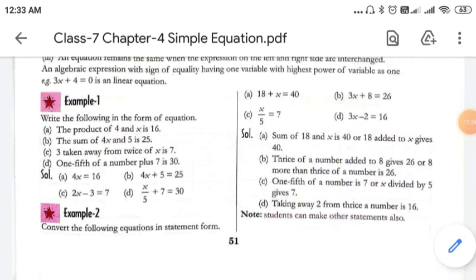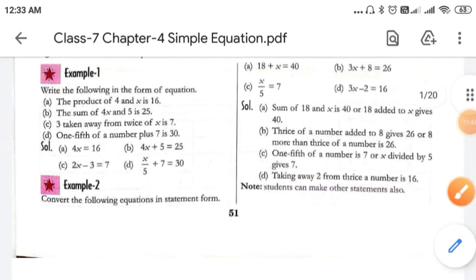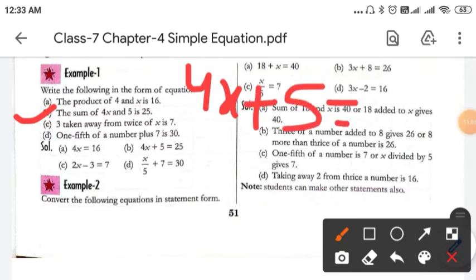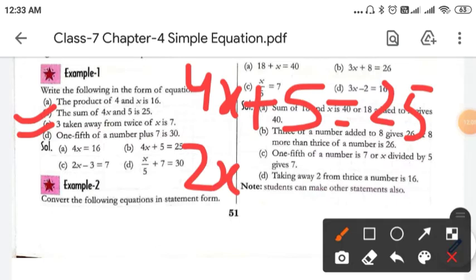The next one is: the sum of 4x and 5 is 25. Sum means plus, so 4x plus 5 is equal to 25. This one will be the solution. Similarly, C is: 3 taken away from twice of x. Twice means 2 into x, and 3 is taken away. Taken away means we have to subtract 3, so 2x minus 3 is equal to 7. Next one is: 1/5 of a number plus 7 is 30.